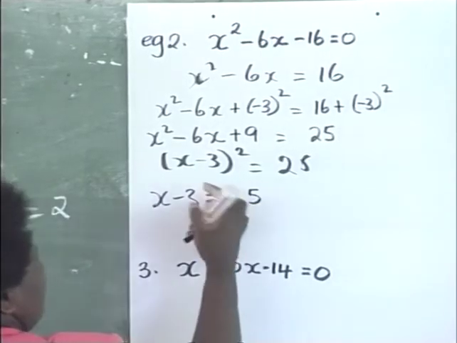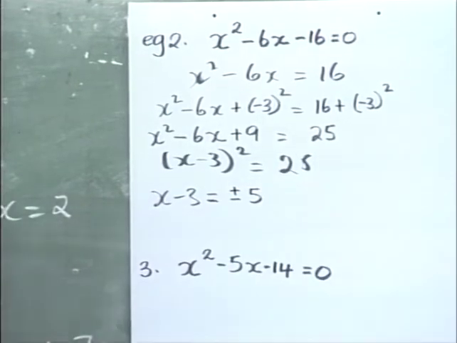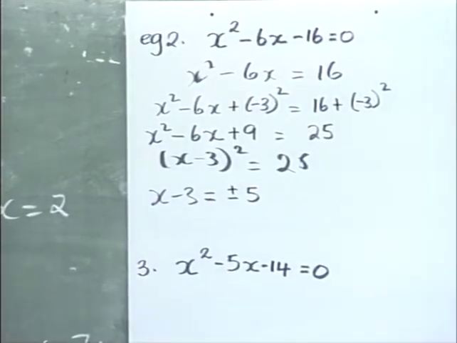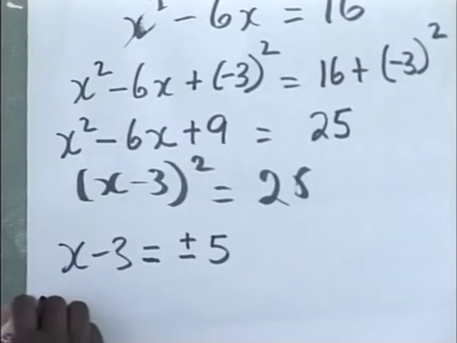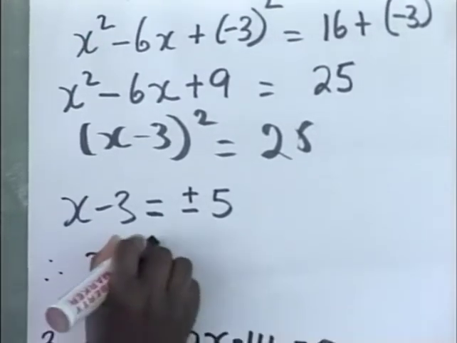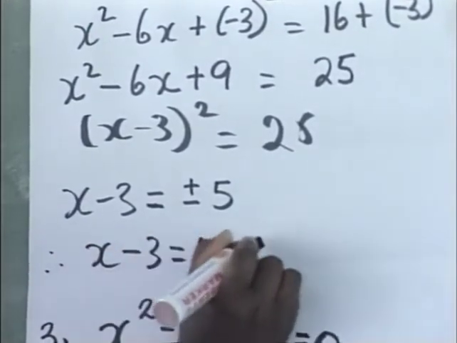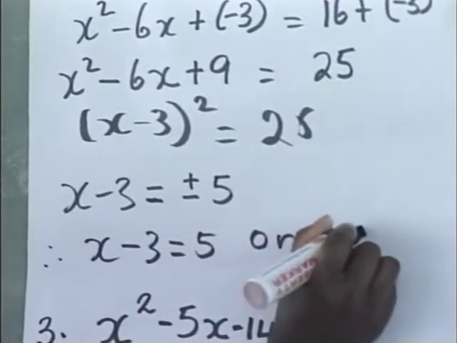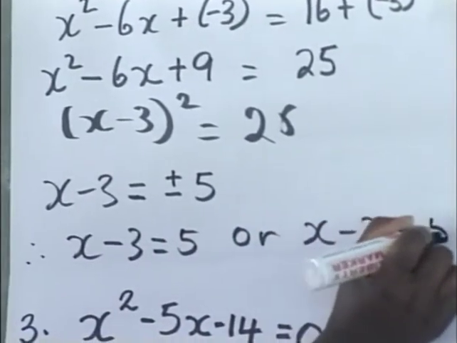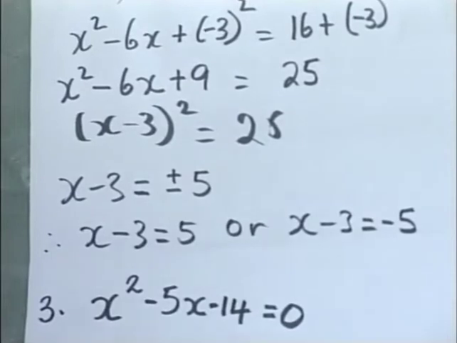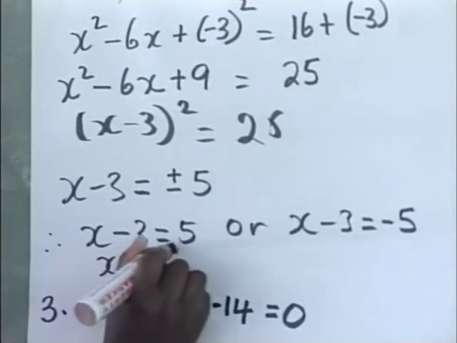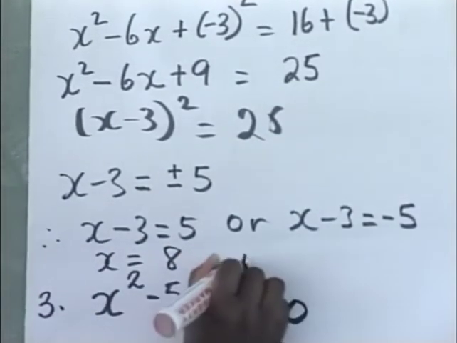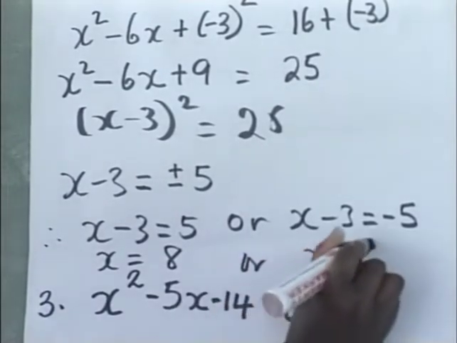Five. Plus or minus 5. Okay, the square root of this and the square root of this. So it's plus or minus 5. There are two answers now. One will be x minus 3 equals 5 or x minus 3 equals negative 5. We are going to get 8 and negative 2.